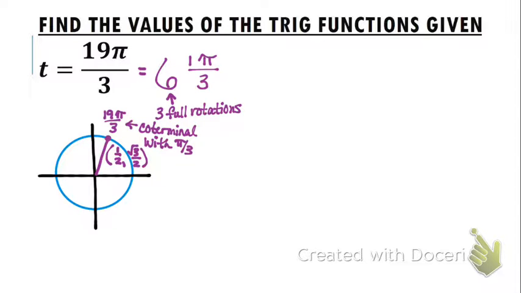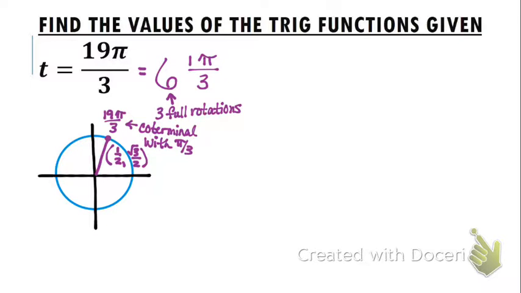All your over 6s and over 3s are going to have these two values. It's going to have a 1/2 and a root 3/2. You just have to decide which way it goes. Which one's bigger? 1/2 or root 3/2? Root 3/2 is bigger because root 3 is bigger than 1. Since it's closer to the y-axis, the y value is the bigger one. If it's closer to the x-axis, then the x value would be the root 3/2 because that would be the bigger one. Does that make sense?